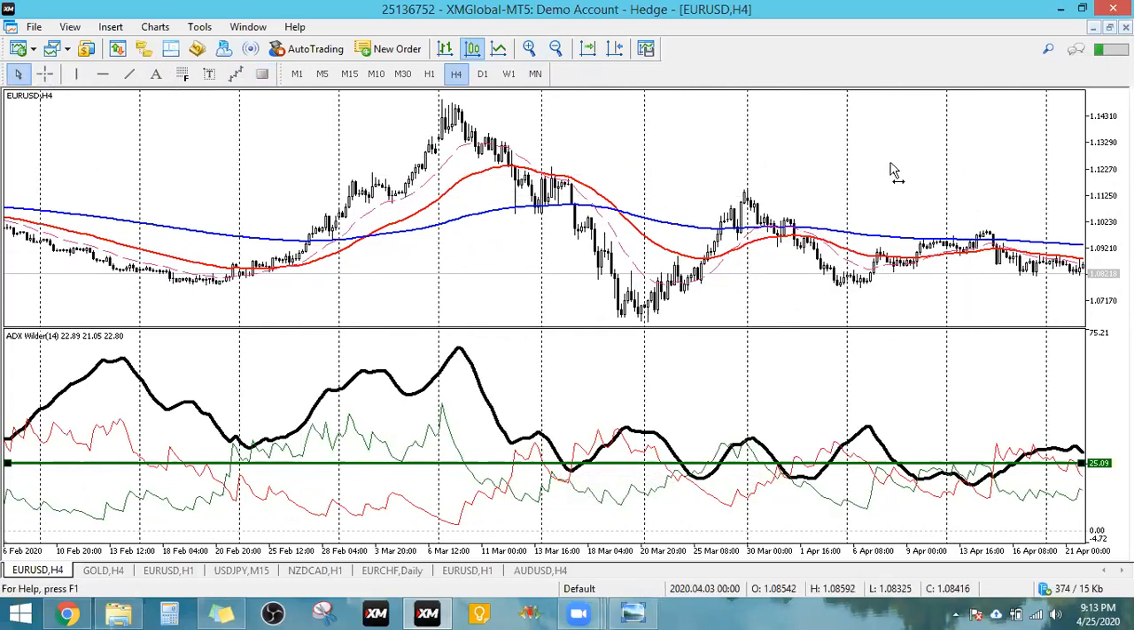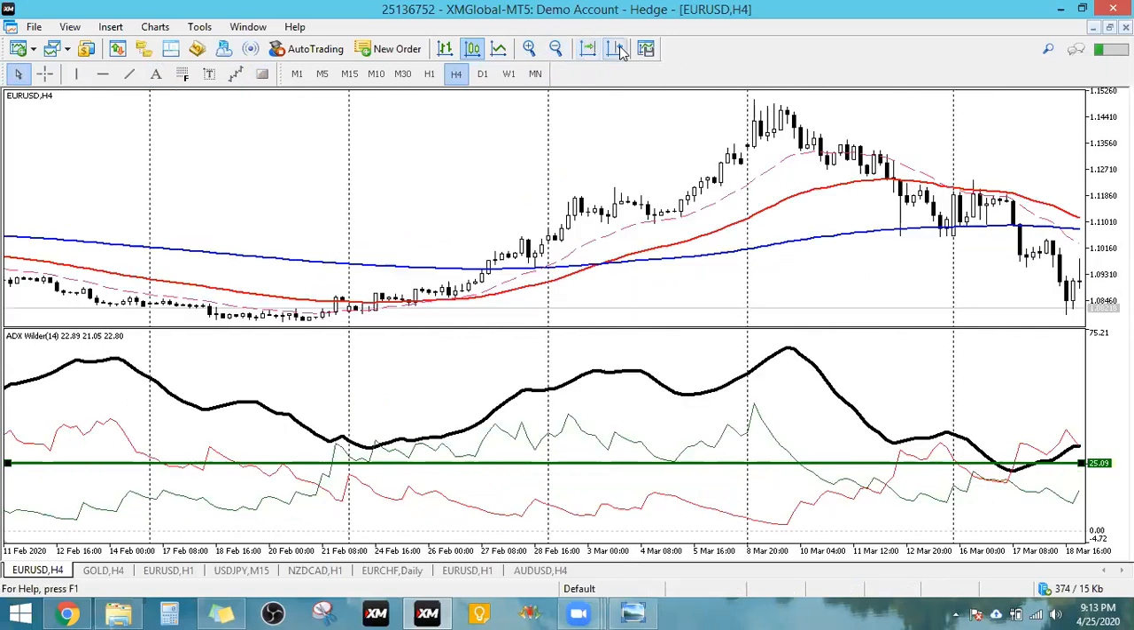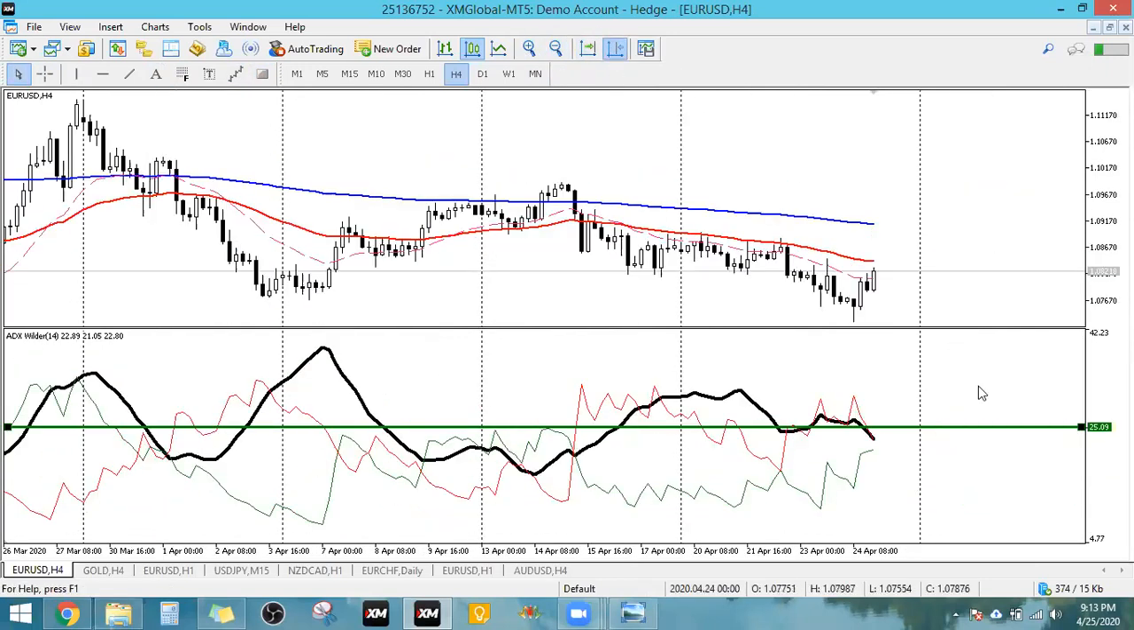Ayan. So over here, makikita nyo, so the current market right now for the H4 chart, it's currently below 25. So ang sinasabi sa iyo nito, wala masyadong trend ngayon. So wag nating aasahan na tutuloy yung trend. Okay?